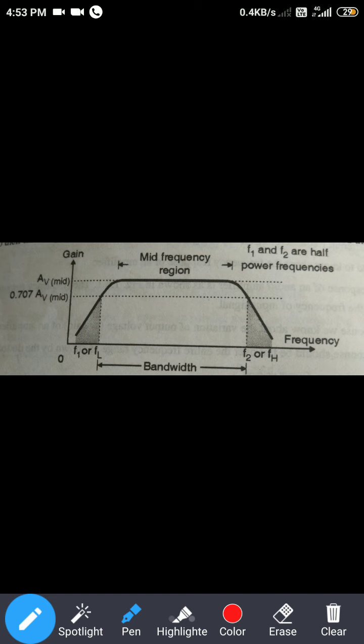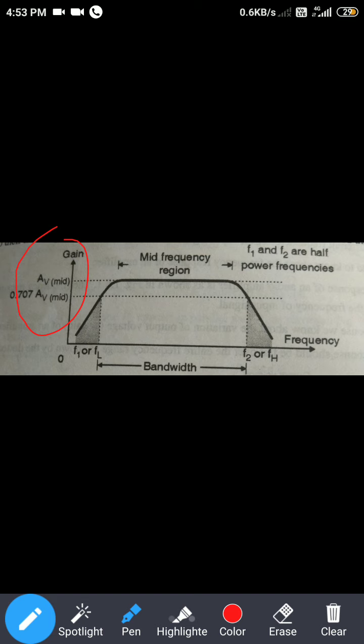So you can say that the factors affecting the bandwidth of an RC coupled amplifier are coupling capacitors C1 and C2, bypass capacitor CE, and internal capacitance of the BJT. So here we can calculate the bandwidth. Bandwidth can be calculated by reducing the gain by 3 dB, or you can say 0.707 of AV mid. The difference between these frequencies, that is the upper cutoff frequency and lower cutoff frequency, F2 minus F1, is called the bandwidth, where F2 is always higher than F1, and it is typically in the range of kilohertz.